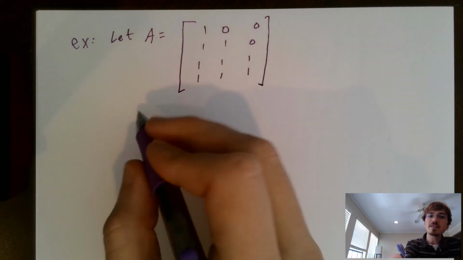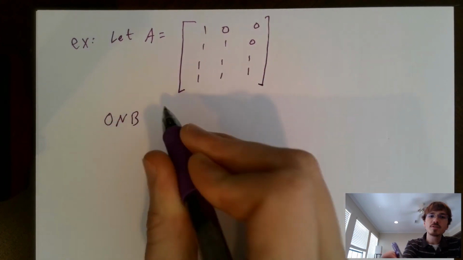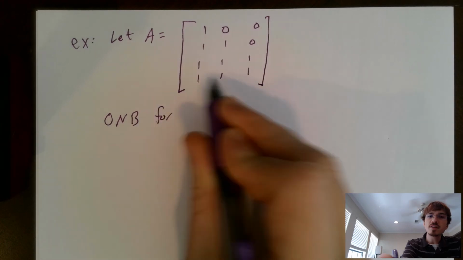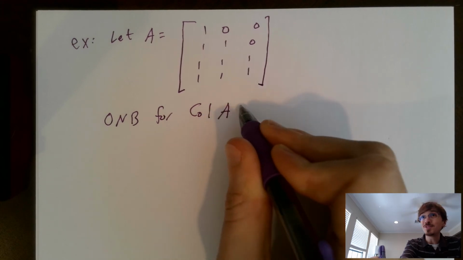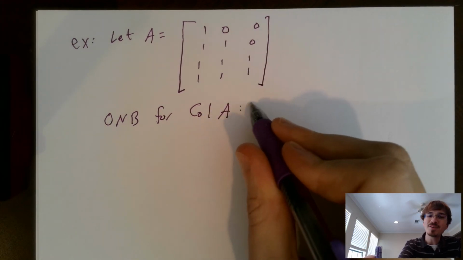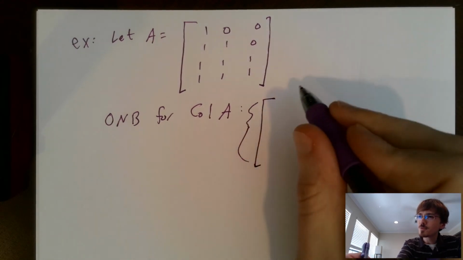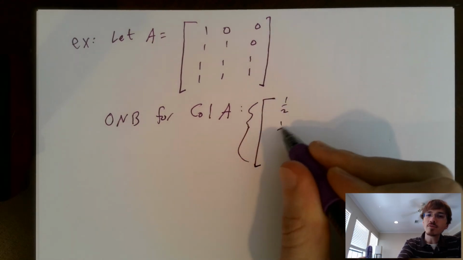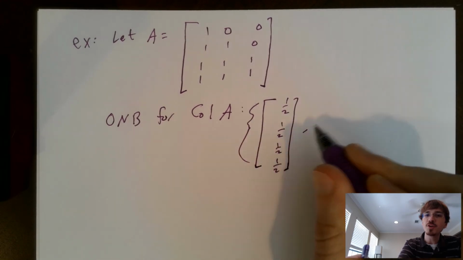And in the last example, whenever you compute your orthonormal basis, in this case, for this matrix A, it's going to be an orthonormal basis for the column space of A. If you actually compute the orthonormal basis, it should be the set: 1 half, 1 half, 1 half, 1 half. So be sure to do the computations and check your work here.